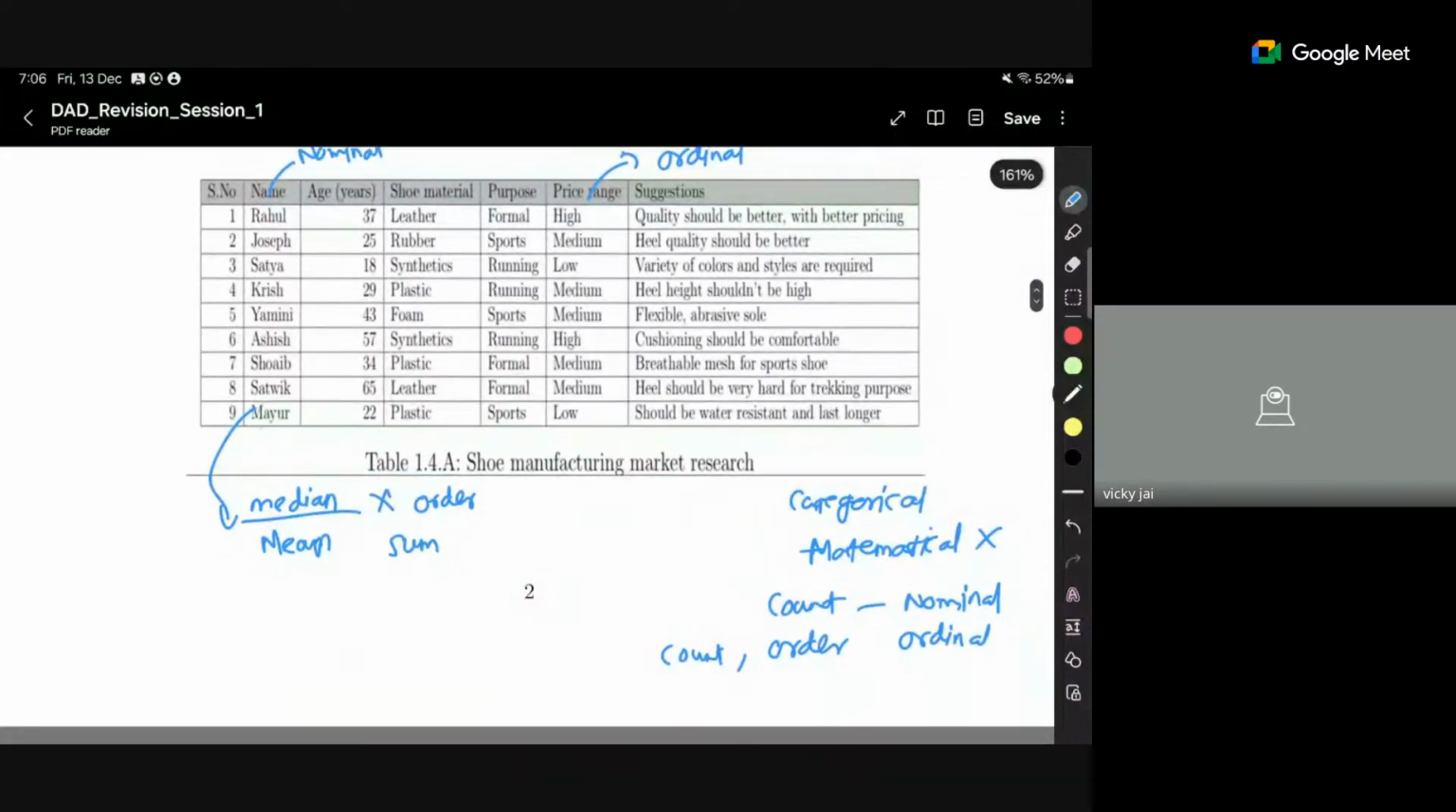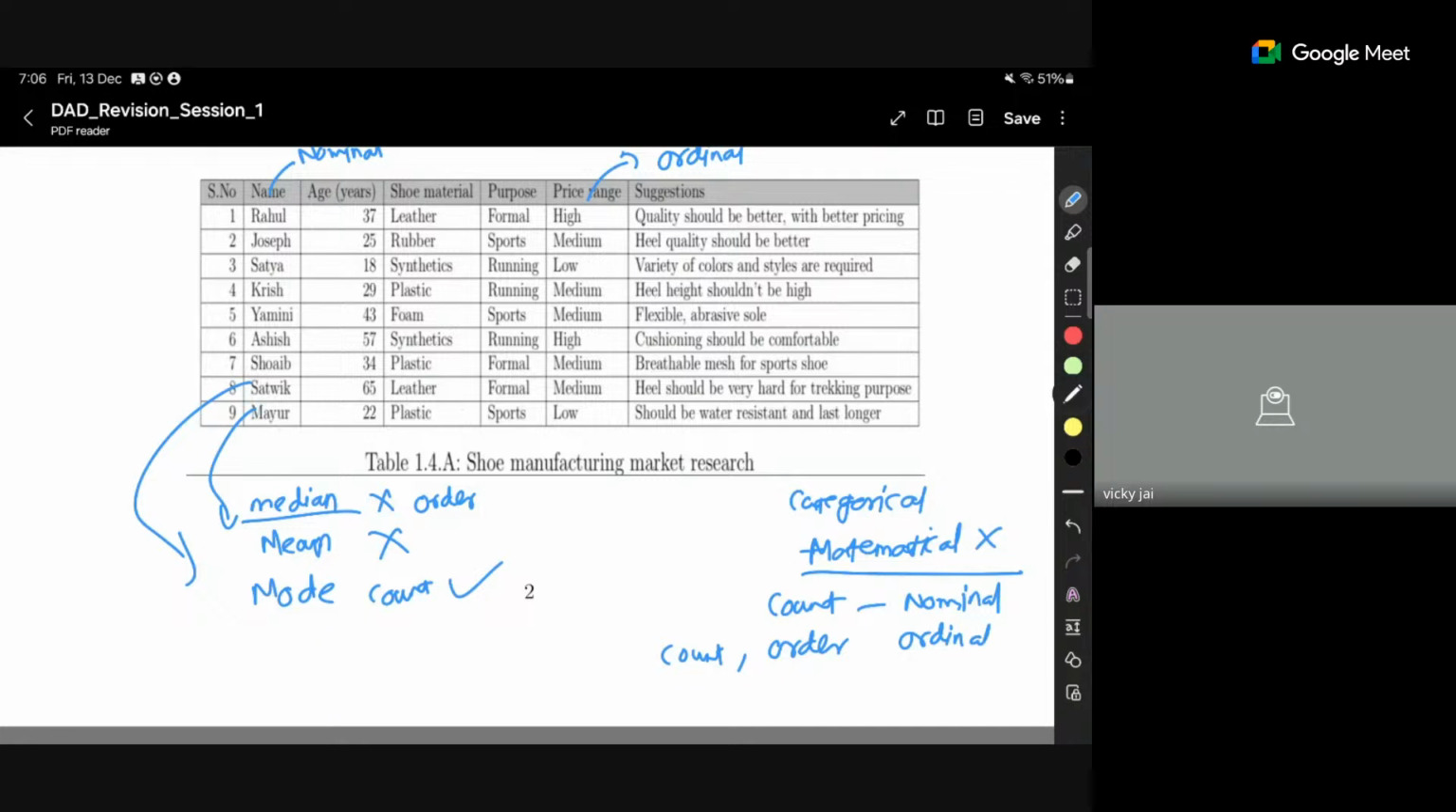Again we come to the name column. I can't do mean because I can't do mathematical operations on this. I don't know what Rahul plus Joseph is, I don't know the addition or subtraction of this. So this is out of the picture. Now what is mode? Mode is the count. How many Rahuls are appearing in my data? How many Josephs are appearing? Because mode is based on count, yes, I can do this counting.